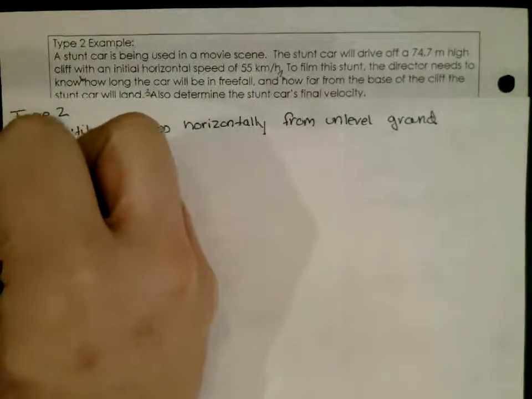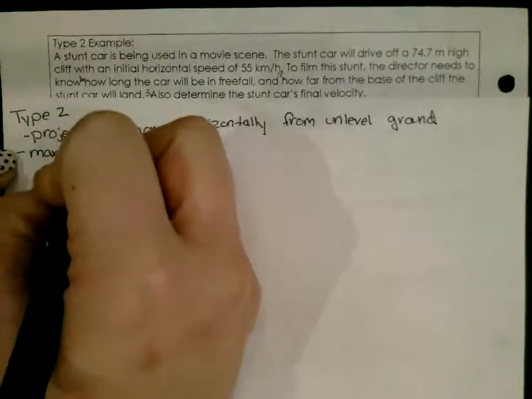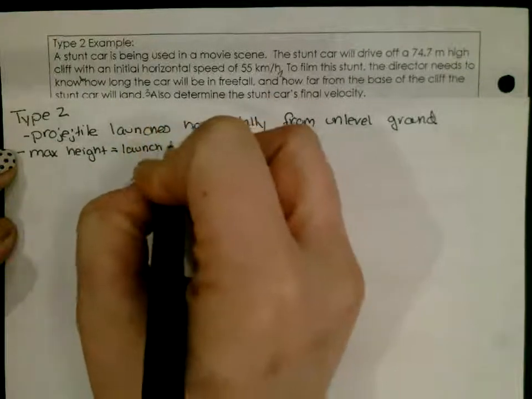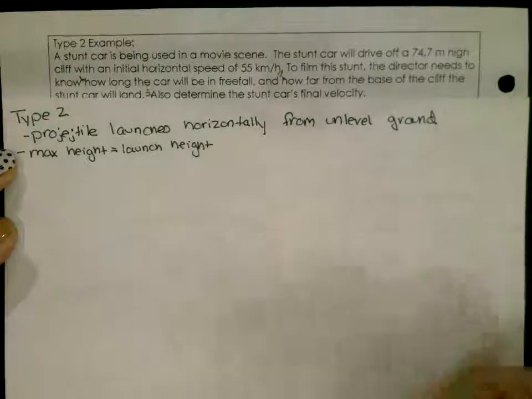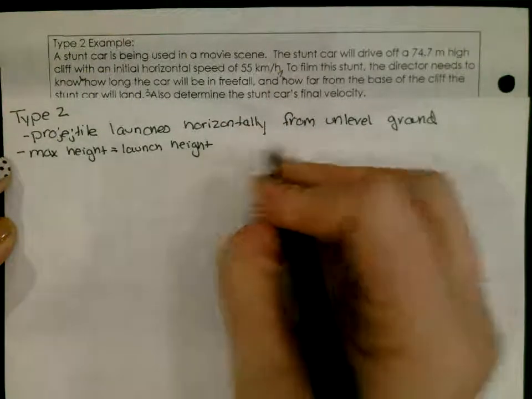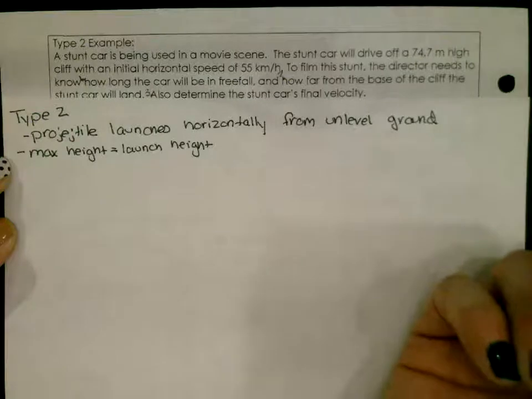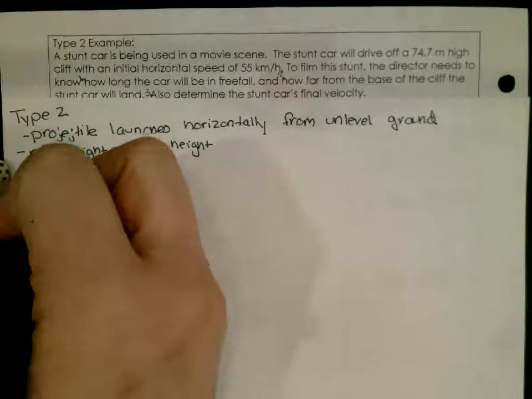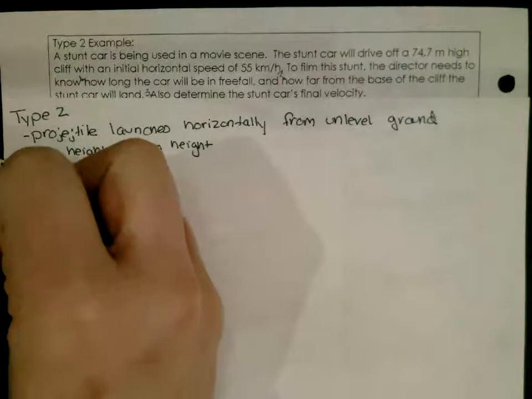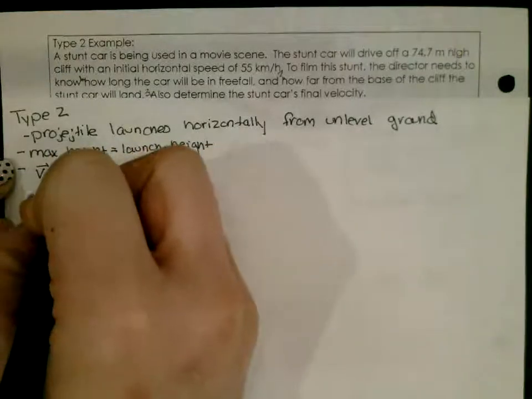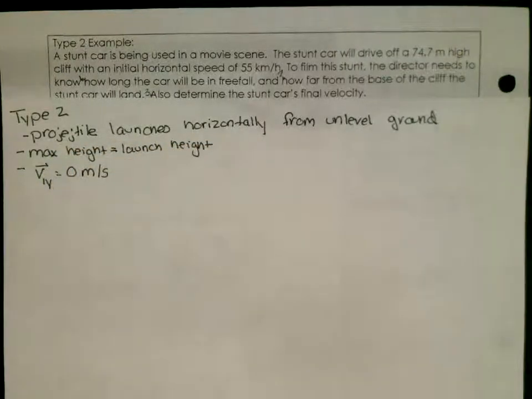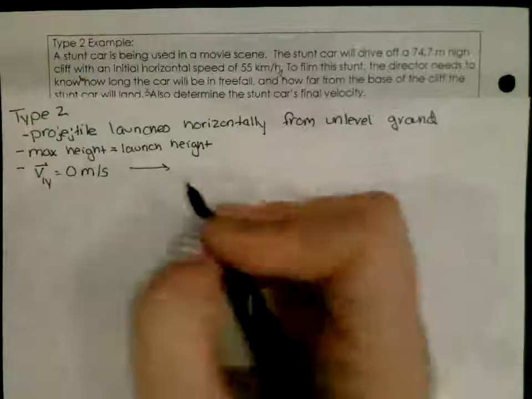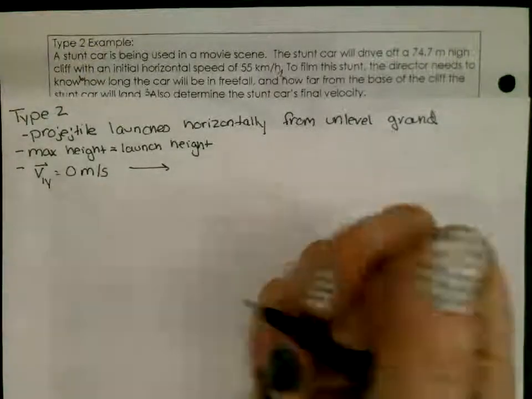Because of that, our max height is equal to our launch height, because we're starting off high up in the air, and we're not launching it any further up. We're launching it out and across. Also, if we're launching it horizontally, our initial y component is going to be 0 meters per second, because a horizontal vector has no y component. The y component of a horizontal vector is 0.